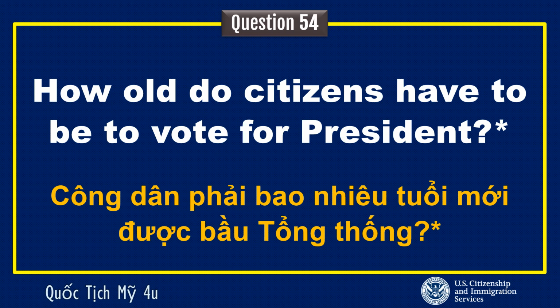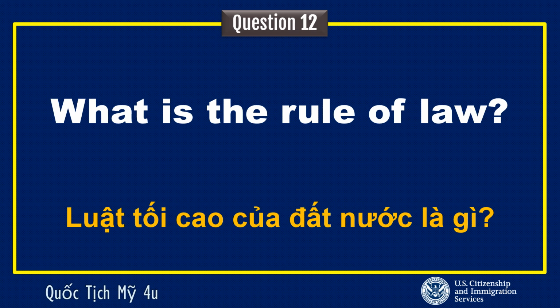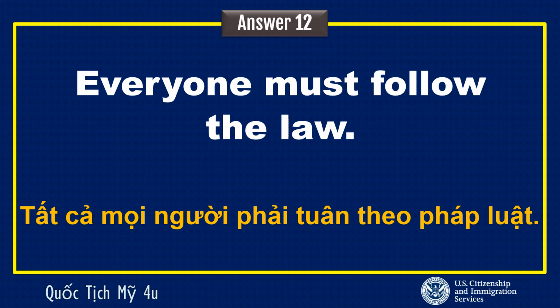How old do citizens have to be to vote for president? 18 and older. What is the rule of law? Everyone must follow the law.